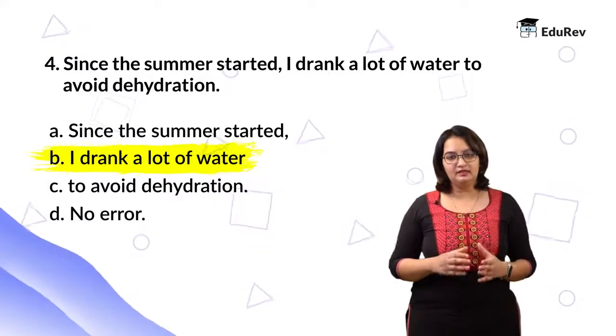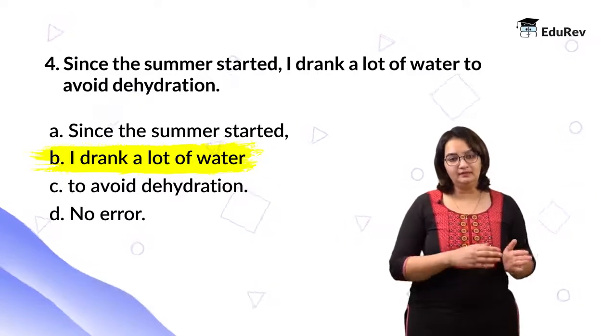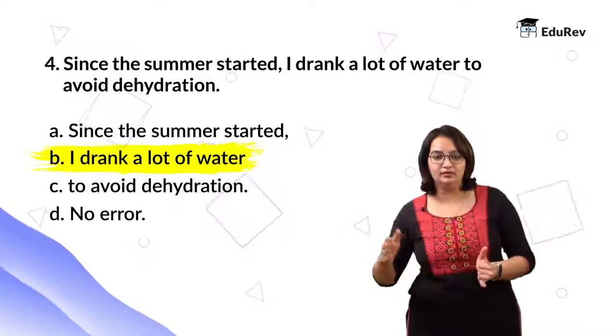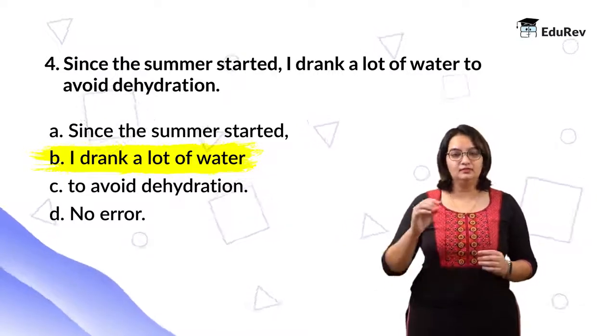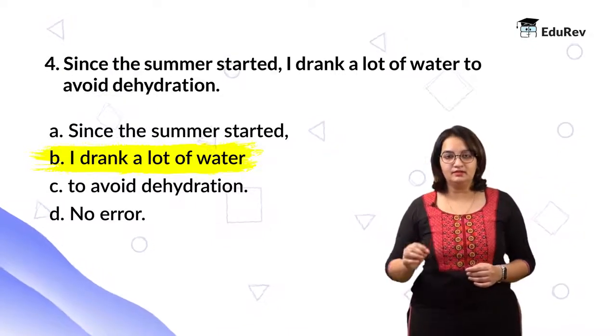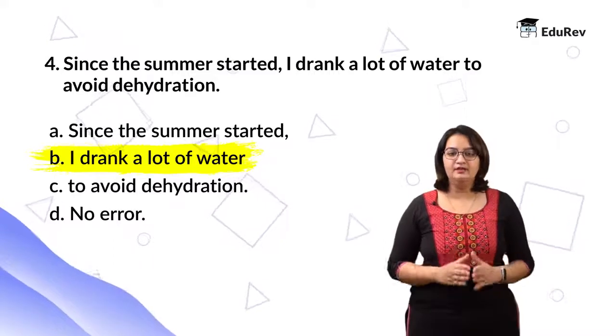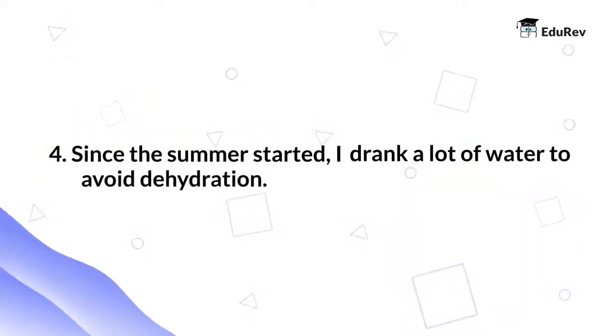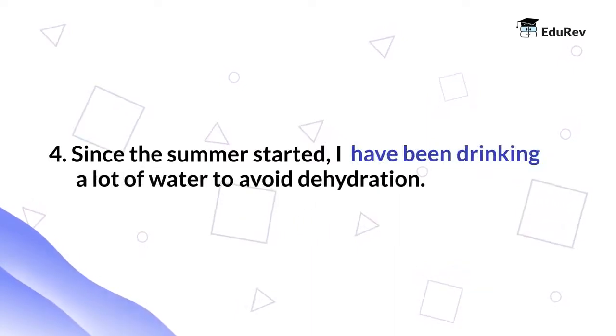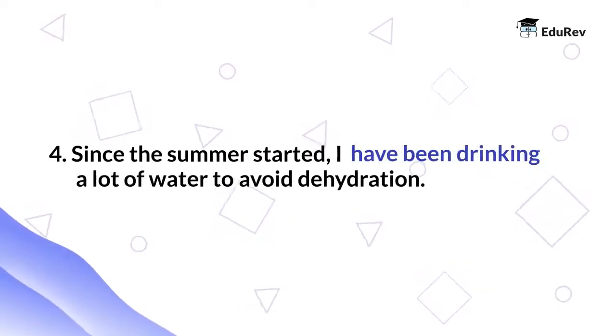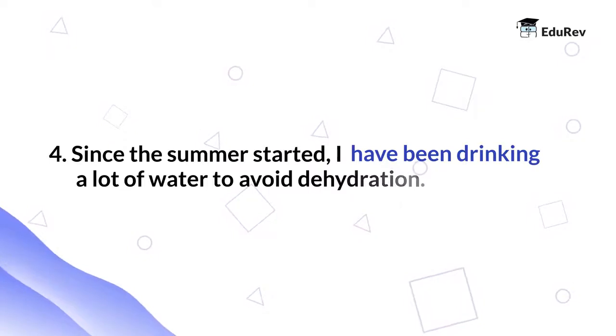When we talk about something that has already happened in the past and is continuing, we have to use present progressive or present continuous tense. Therefore, for this particular sentence, we will have to change as follows. Since the summer started, I have been drinking a lot of water to avoid dehydration.